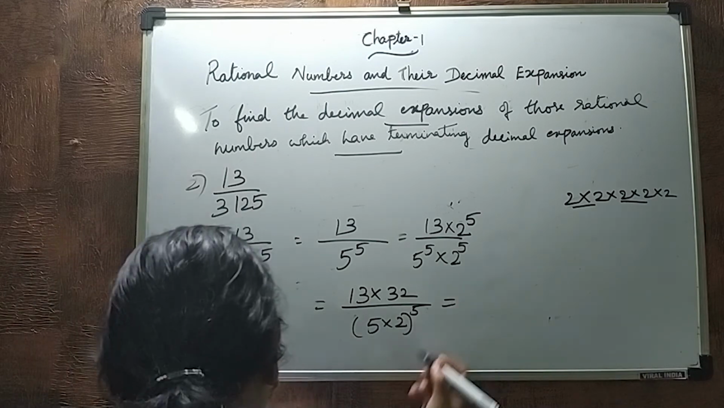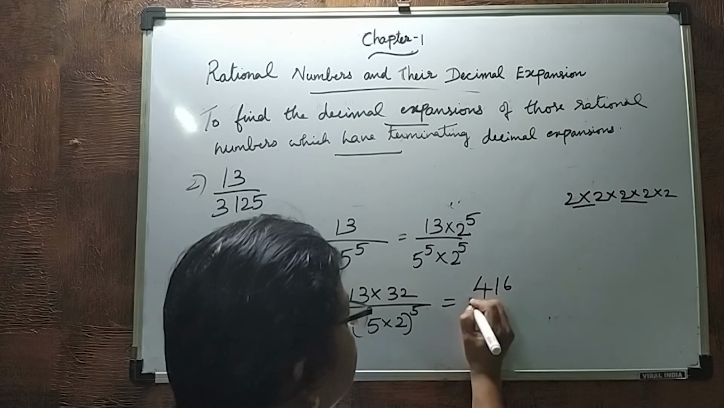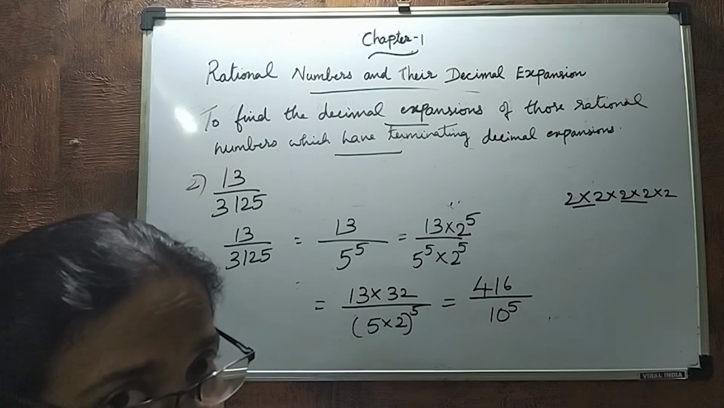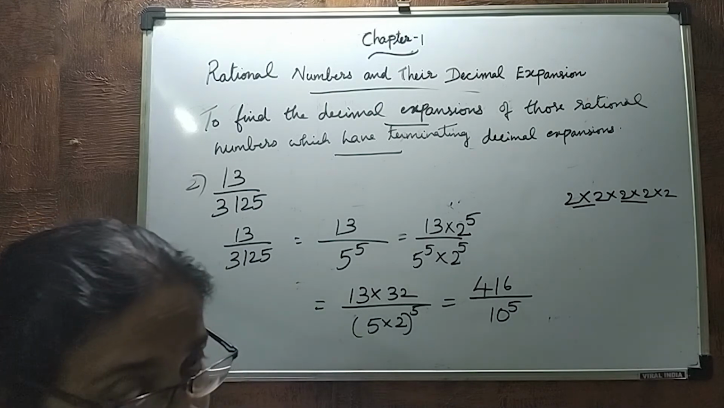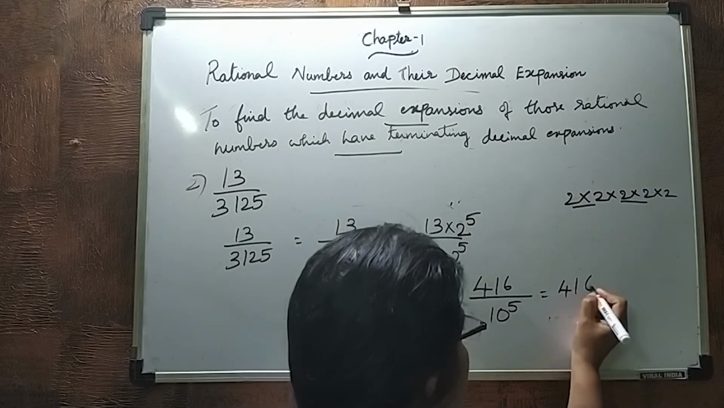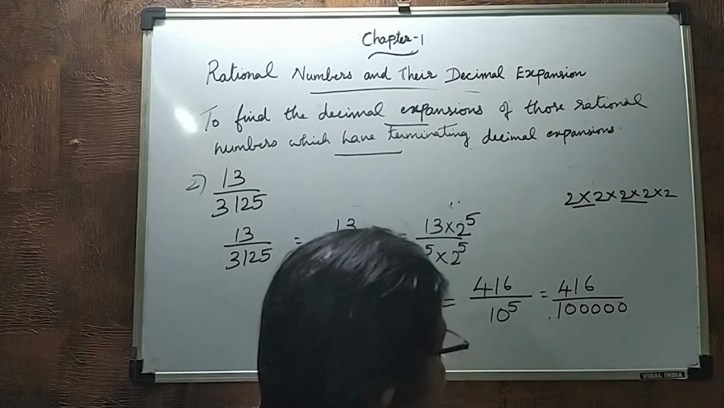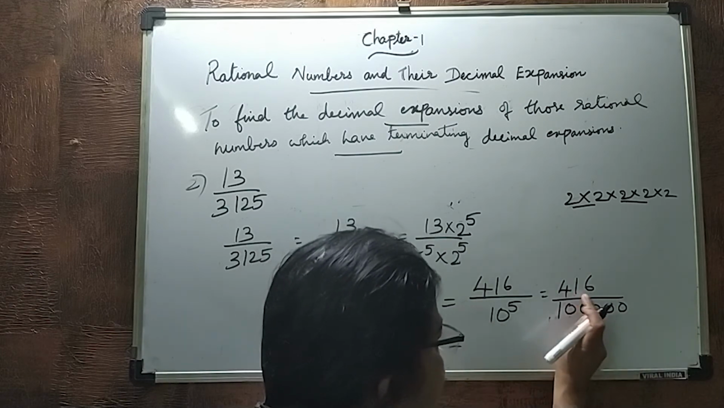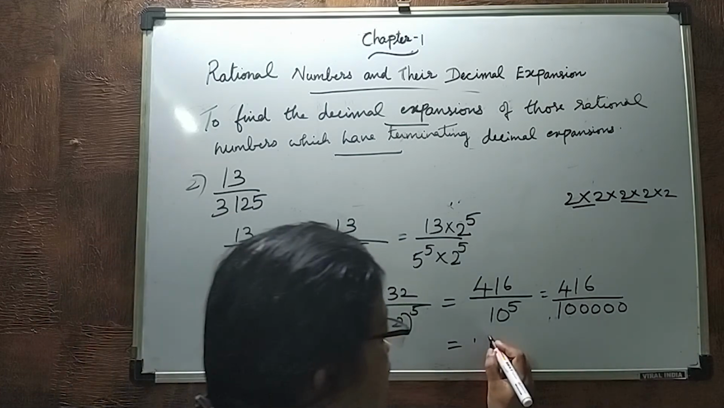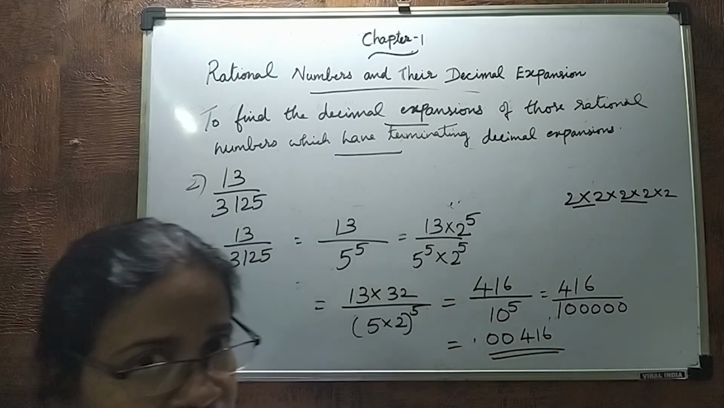So here it will be 13 into 32. You will get the answer 416 divided by 10 raised to 5. 10 raised to 5 means you have to make it as 5 zeros. That means 10 into 10 into 10 into 10 into 10. So it will be 416 divided by 1, 2, 3, 4, 5. That means here 3 digits only there. So after the decimal point we want 5 digits because 5 zeros are there. So 0.00416 should be your answer.